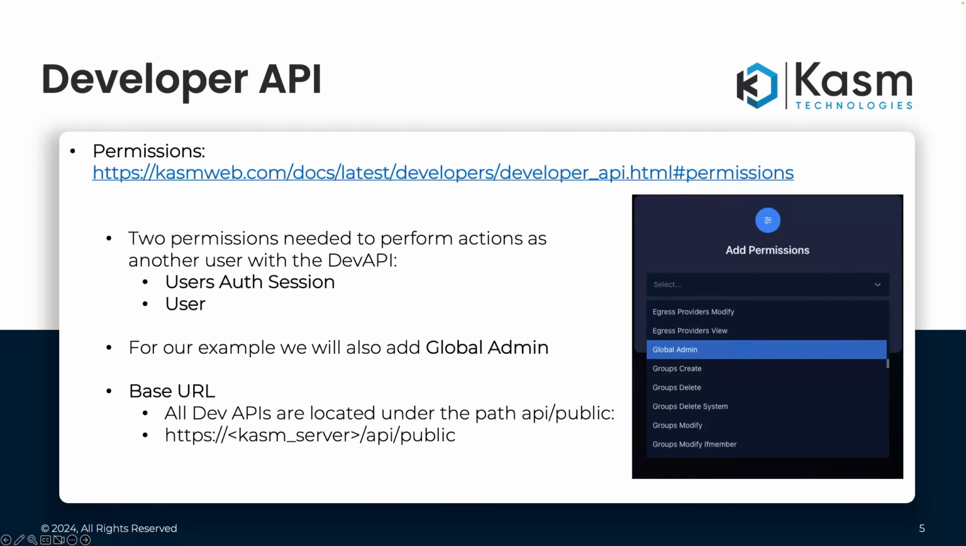Two permissions are needed to perform actions as another user with the Dev API. Those are user auth session and user. For our example today, we will also add global admin.